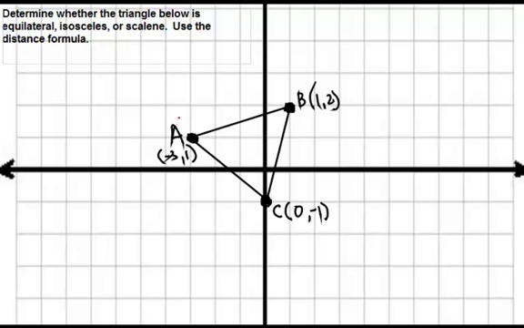We're going to determine whether the triangle below is equilateral, isosceles, or scalene. We're going to use the distance formula to show that. So what we need to do when we start out is choose a side.